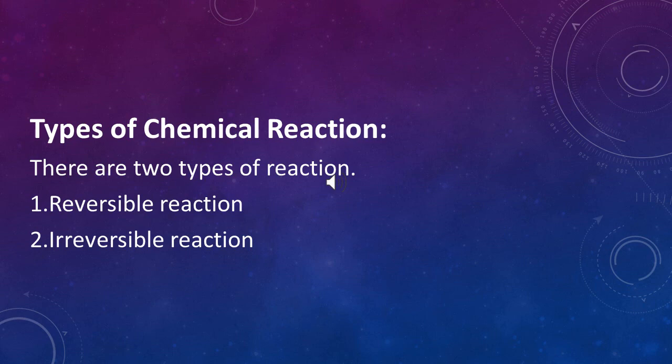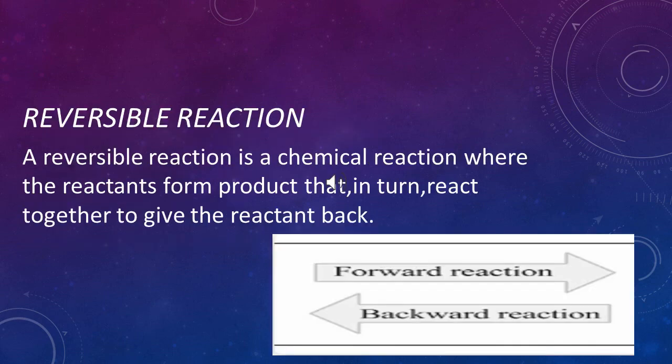Chemical reactions are of two types: reversible reaction and irreversible reaction. A reversible reaction is a chemical reaction where the reactants form products that in turn react together to give the reactants back. We can say that it reverses back. That's why the arrow direction is shown: the arrow toward the forward direction is for the forward reaction, and some of the product can again change into the reactant side, so it is shown by the backward reaction and the back direction of the arrow.